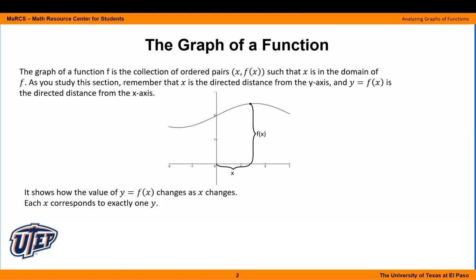Let's start with the graph of a function. A graph is made up of ordered pairs, x and f of x. X tells us how far left or right we move. F of x tells us how far up or down we move. So the graph shows how the output changes as input changes. And remember, because it's a function, each input corresponds to exactly one output.